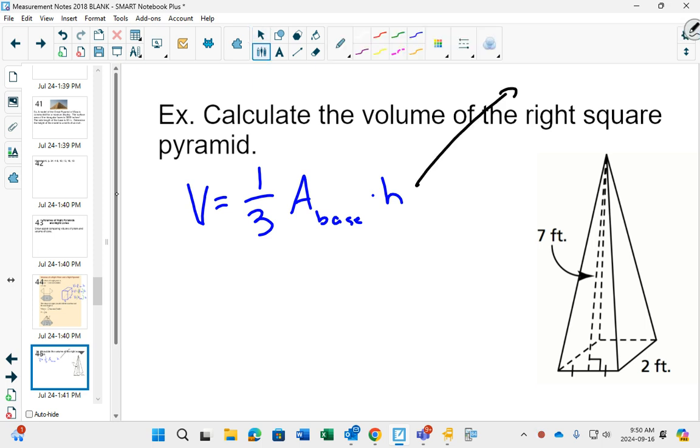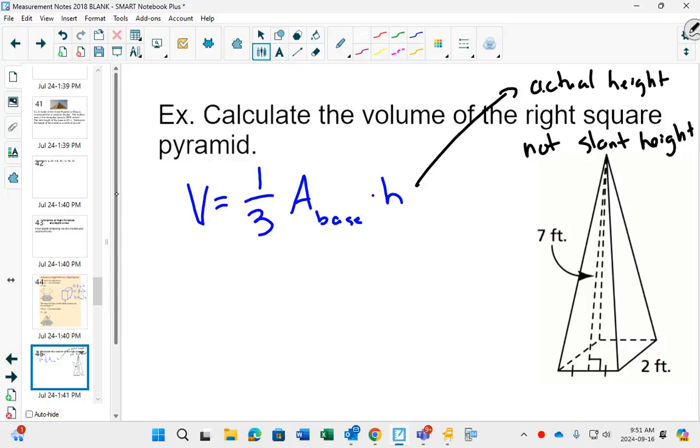I'm going to put a note with the H that this is the actual height. We've got to be careful here because we have two different heights that we're using in a lot of our questions. Sometimes we have slant heights, sometimes we need actual heights. That's going to be one place where it's easy to make lots of mistakes.